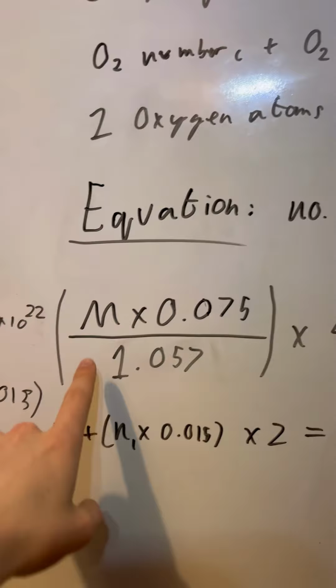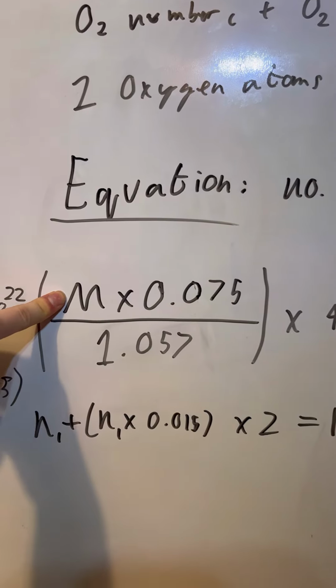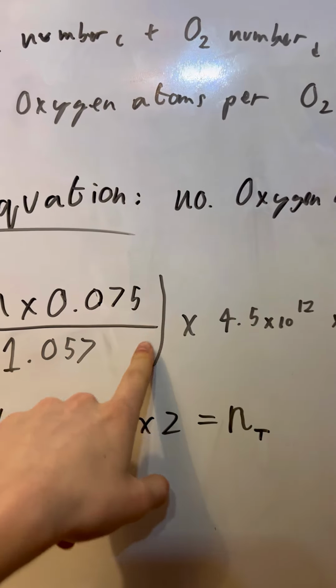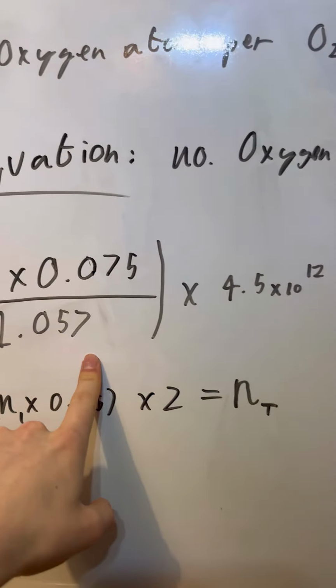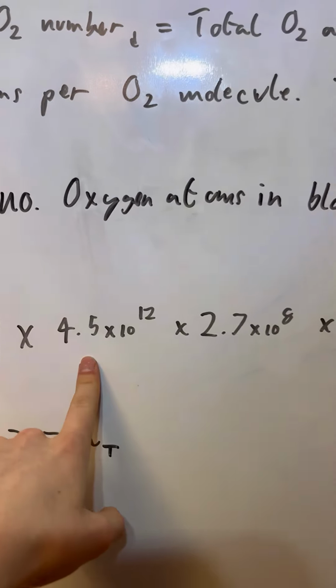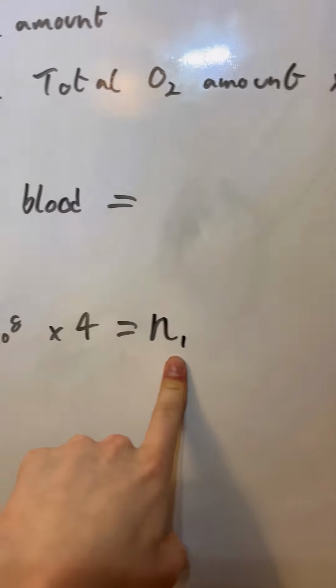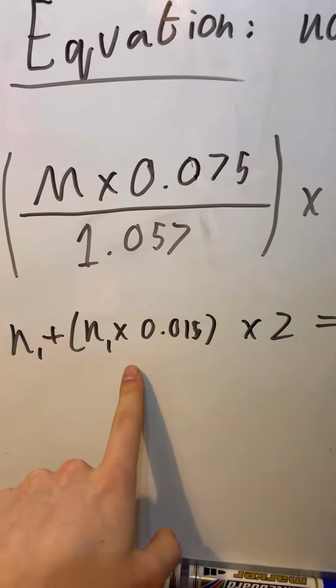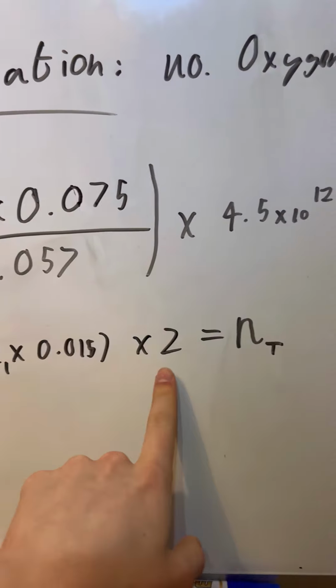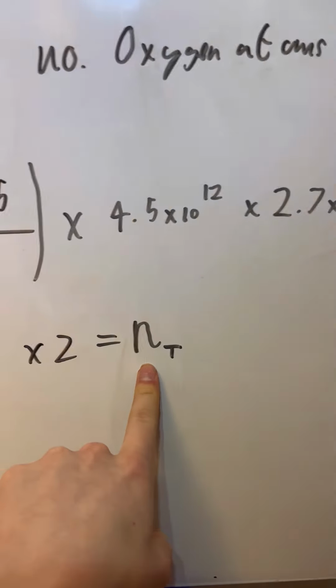Here's the equation I made up. Take your mass in kilos times by 0.075 over 1.057, then multiply that by 4.5 times 10 to the 12 times 2.7 times 10 to the 8 times 4 to get N1. Then N1 plus N1 times 0.015 times 2 equals the total number of oxygen atoms in your blood.